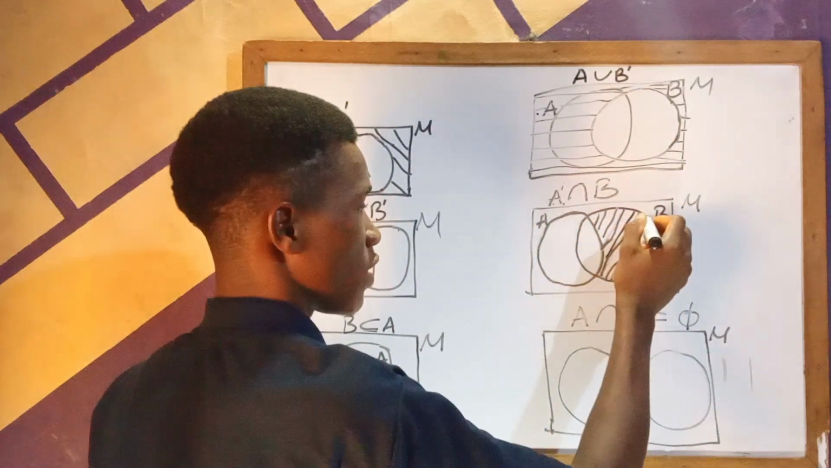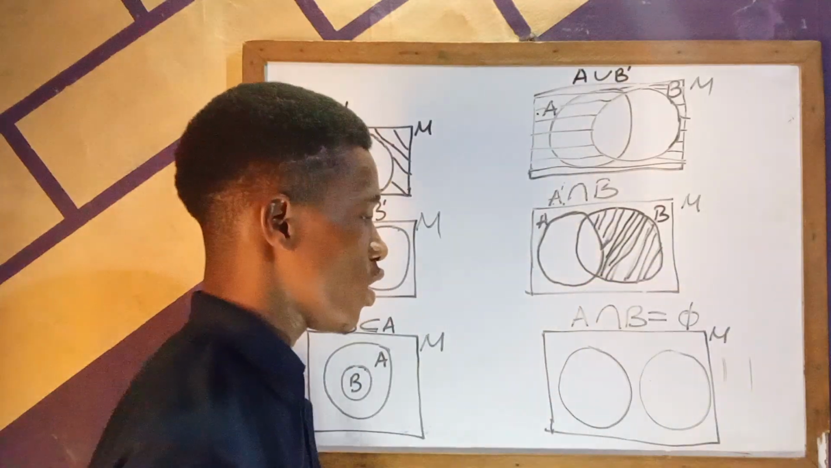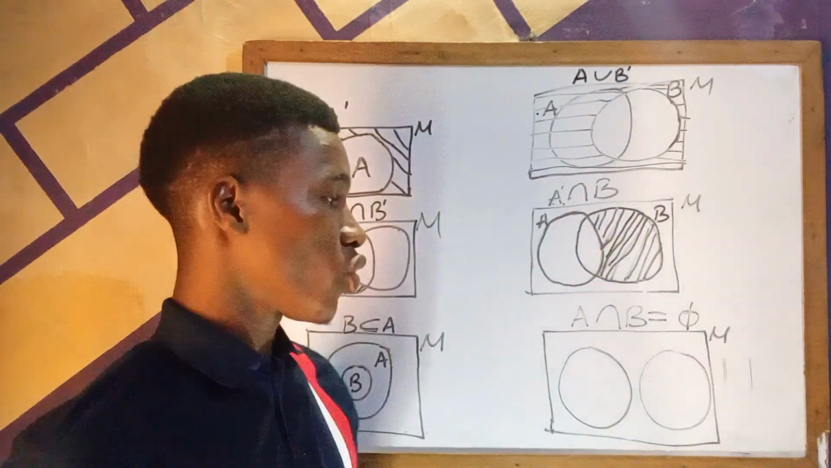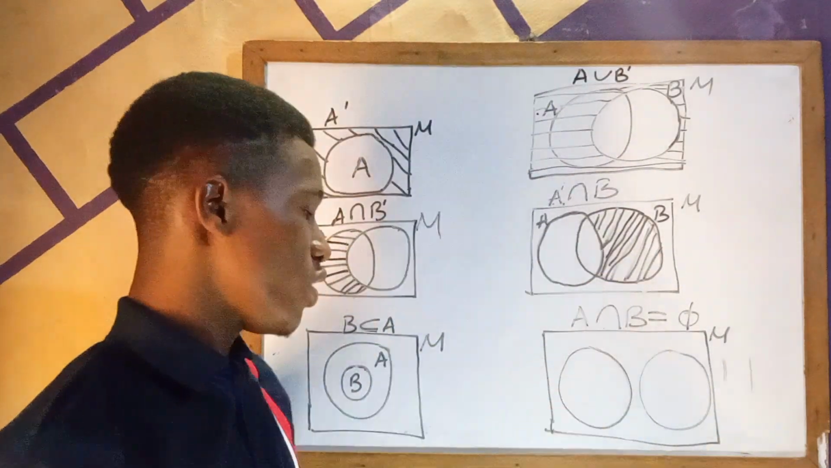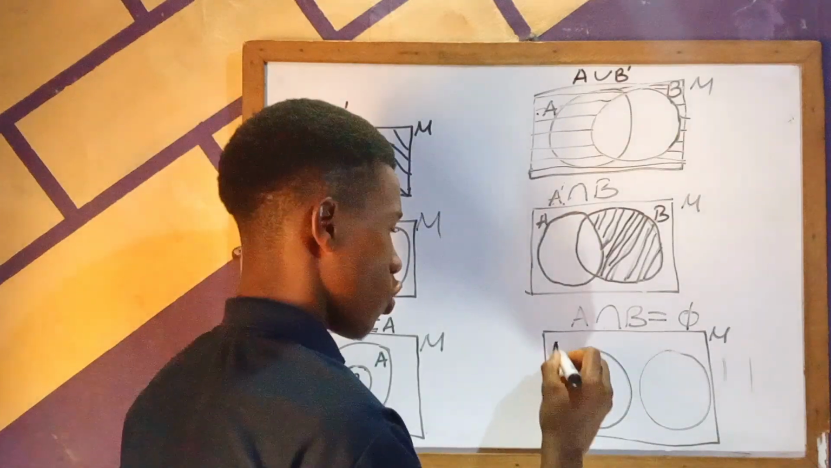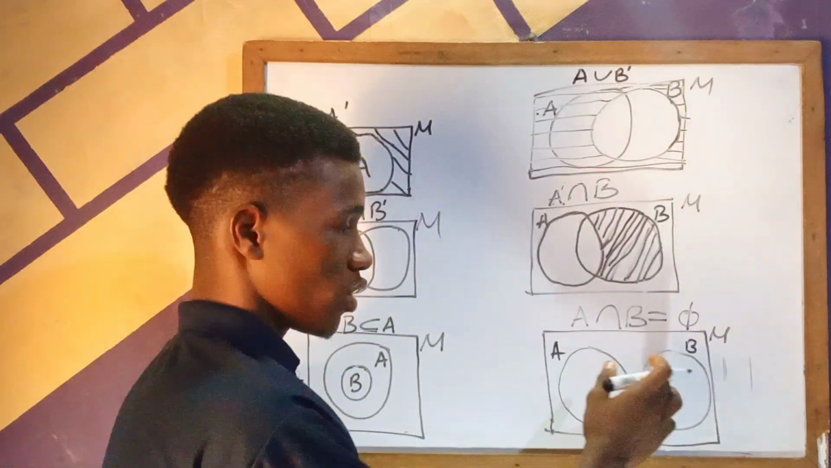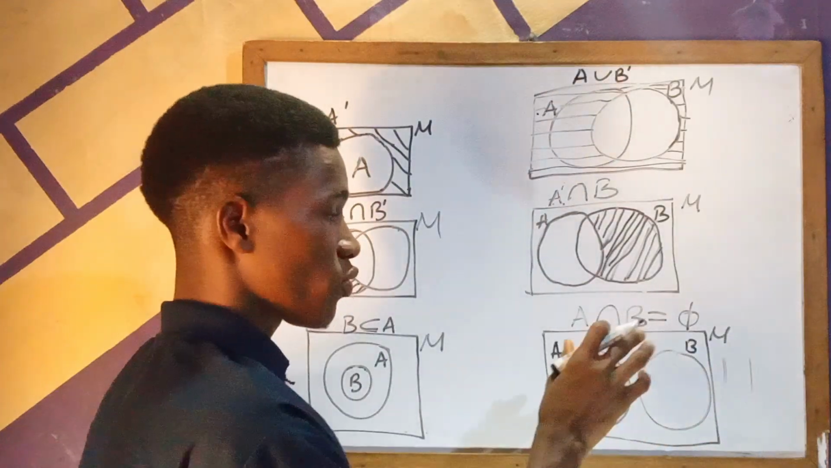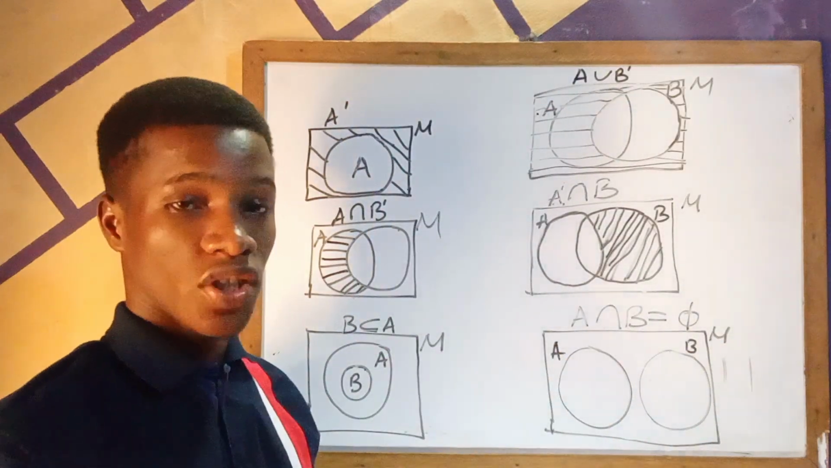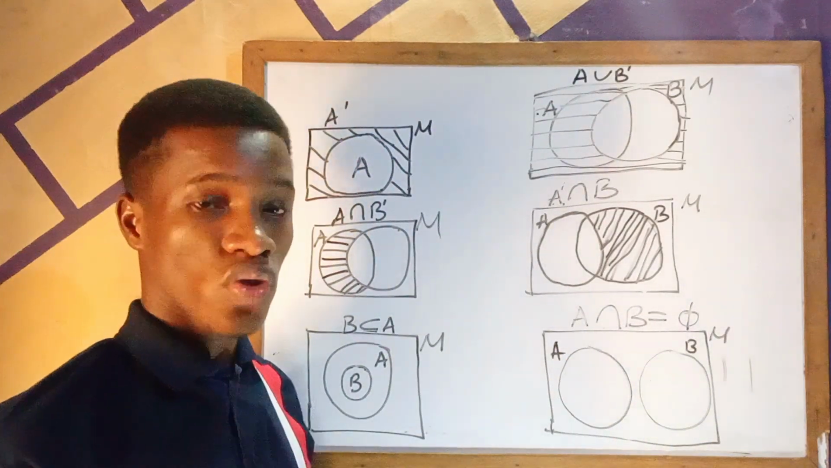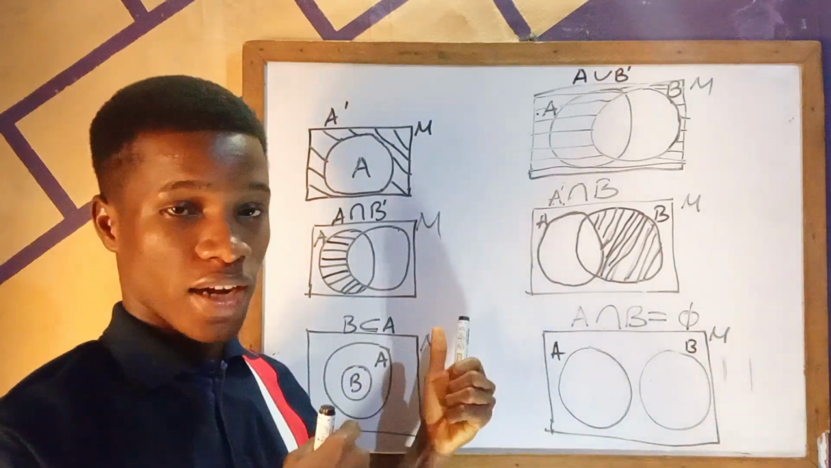So this shaded part represents A complement intersection B. Now this last one here, we show that A and B have nothing in common, so the intersection is empty. So this is how to represent it. You see, A intersection B is an empty set. So in this case, we see that A and B are disjoint. So we are going to proceed now into solving problems with the Venn diagram.